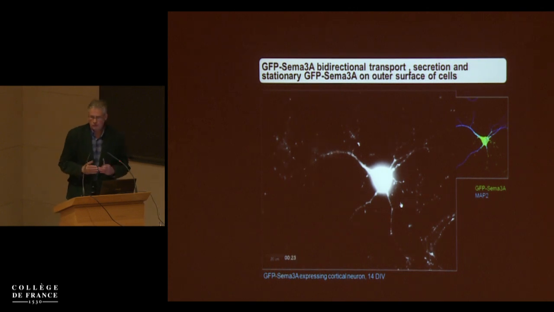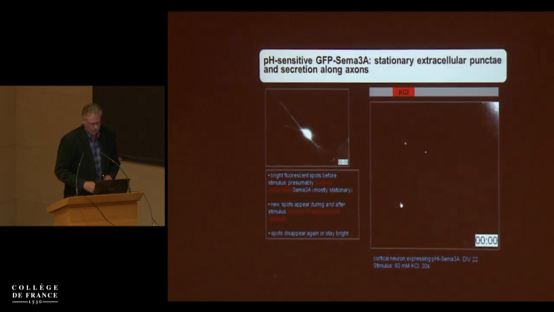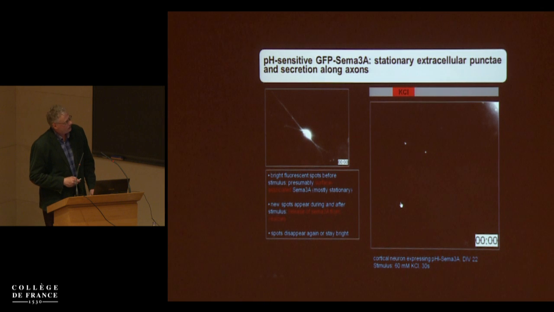So this suggests that semaphorin, at least under these circumstances, is transported bidirectionally, it's secreted, but there are also deposits on the cell membrane. And by using a pH-sensitive GFP-tagged semaphorin 3A, we could nicely show that there are indeed stationary vesicles on the surface of the cell, and there are vesicles in the cell that release semaphorin. This is the stationary image, and here you see two hotspots that are present without any depolarization on these cortical neurons, so it's an enlargement of this area.